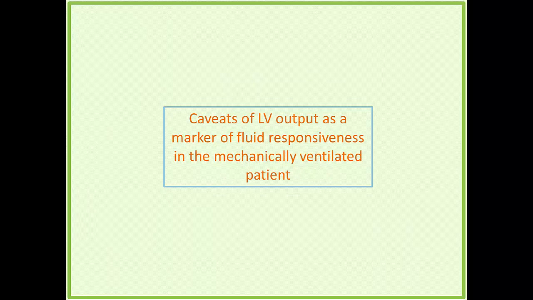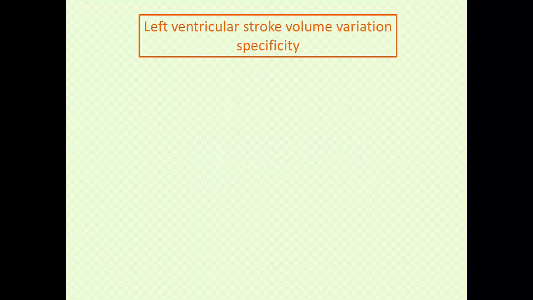Then I want to talk about some caveats in left ventricular output. Dynamic left ventricular output as a marker of fluid responsiveness in the mechanically ventilated patient. And this left ventricular output, again, is essentially dynamic changes in left ventricular stroke volume and surrogates thereof, so pulse pressure variation, systolic pressure variation, changes in descending aorta flow, changes in aortic outflow tract VTI. These are all measurements of essentially the same thing.